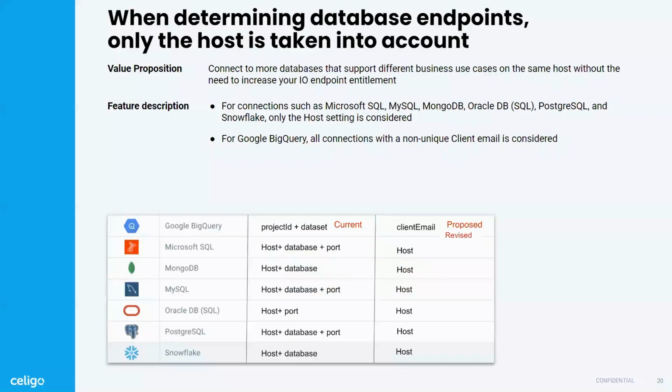Absolutely, Dave. So that's our very first topic in this section: when determining database endpoints, only the host is taken into account. Anybody who has done database connections via IO will have seen how we enforce a license. It's a combination of host plus database plus ports, or project ID plus data set. You do consume a few endpoint licenses when you have to connect to multiple databases on the same host.